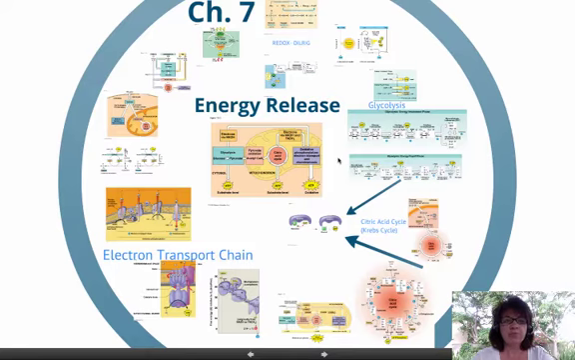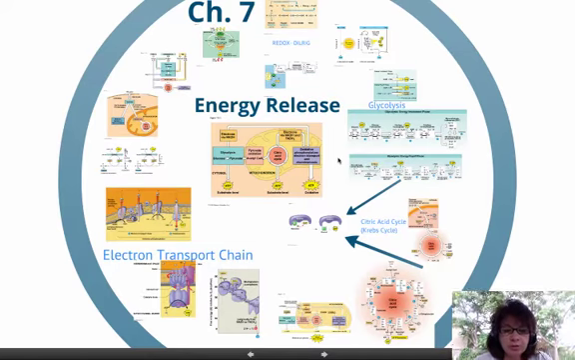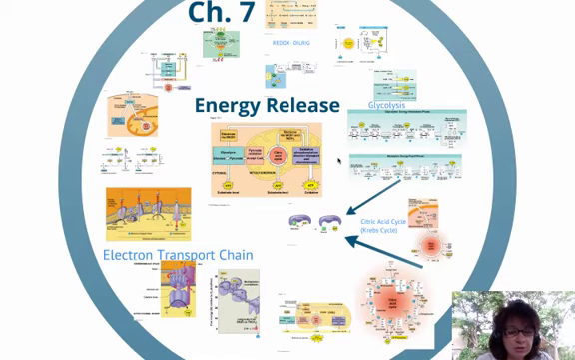Okay, Chapter 7. We're going to talk about how energy gets released from the food we eat, basically glucose, and then how it gets transferred as an energy currency in the cell, which is basically ATP.